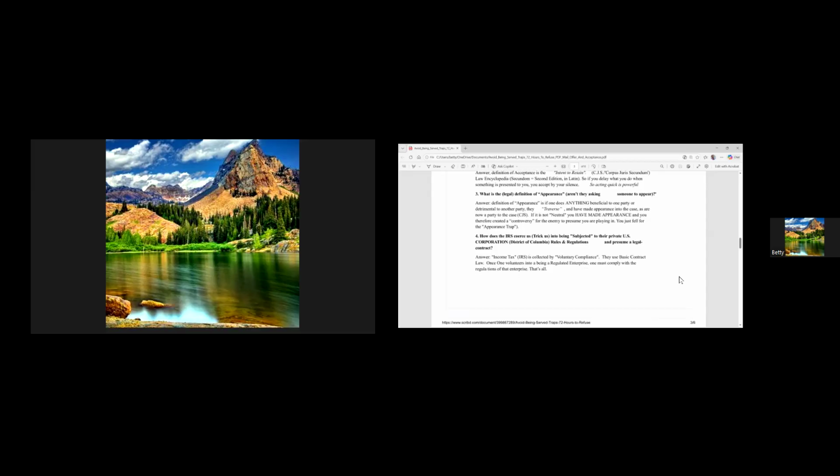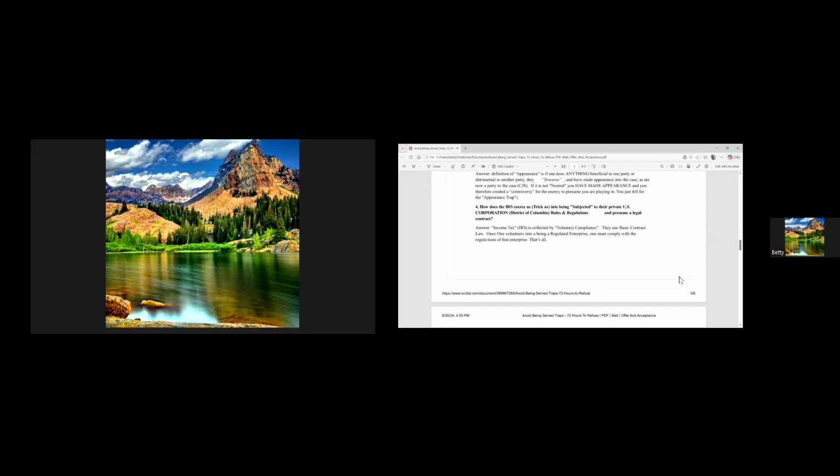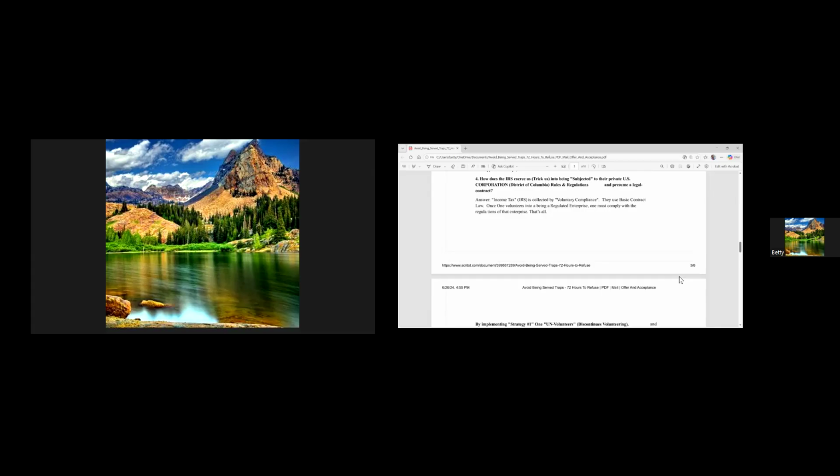Okay, this is important. How does the IRS trick us into being subjected to the private U.S. corporation, District of Columbia rules and regulations, and presume a legal contract? This is going to talk about the IRS a little bit here. So get this document. It's completely free, and learn about it if you're new to this information. So the answer will be income tax.